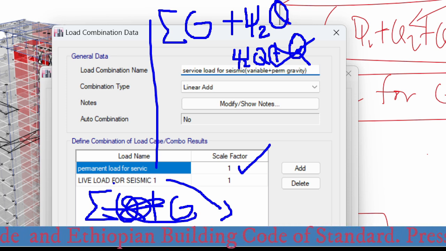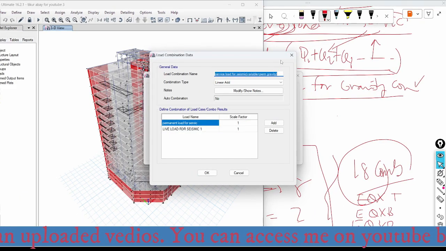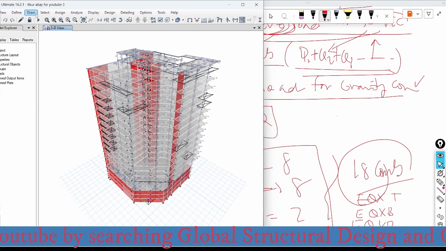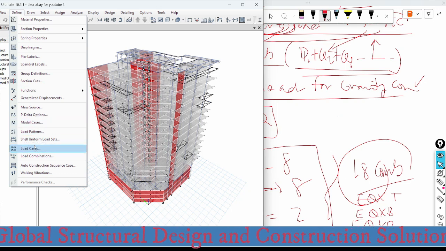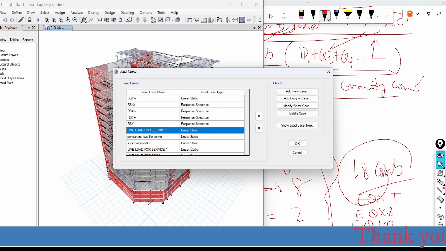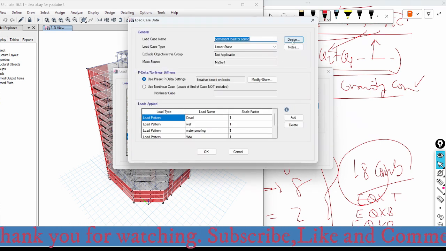When we come back to these load cases, that means permanent load for service and live load for seismic one. So first, let me show you permanent load for service. Now come back to the load cases. Just go to the define menu, in load cases, here the live load for seismic and the permanent load for service. Now modify. This is permanent load for service.